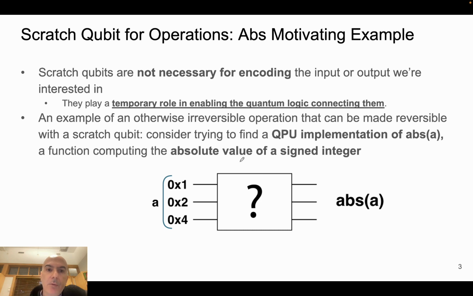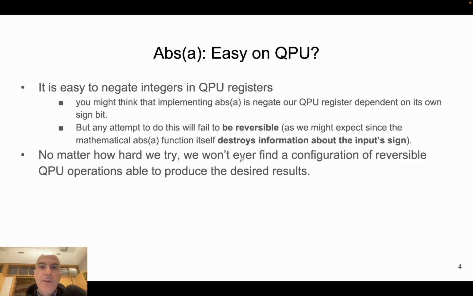But what are scratch qubits? Scratch qubits are nothing else than temporary qubits that are going to store additional data while we're doing the operation. The operation that we're going to look at is the absolute value function, which would be an otherwise irreversible operation unless we use the so-called scratch qubits.